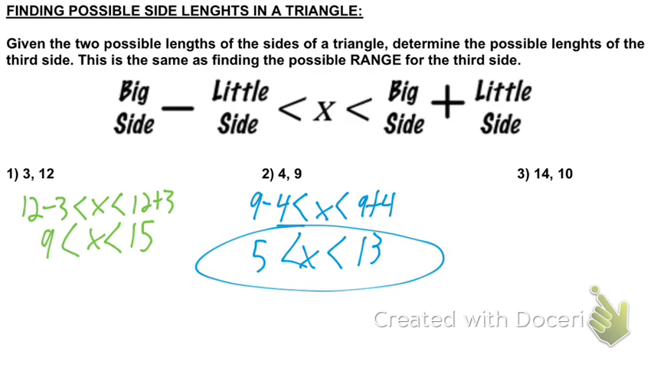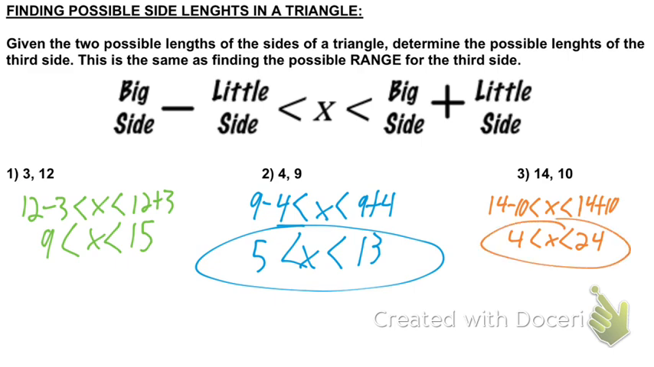Alright, so if the sides were 14 and 10, Dylan, how do we set this one up? You do 14 minus 10, then the less than sign, x, then the less than sign, 14 plus 10. You subtract and then you add. 14 minus 10 gives you 4, and 14 plus 10 gives you 24. So x has to fit somewhere between 4 and 24.